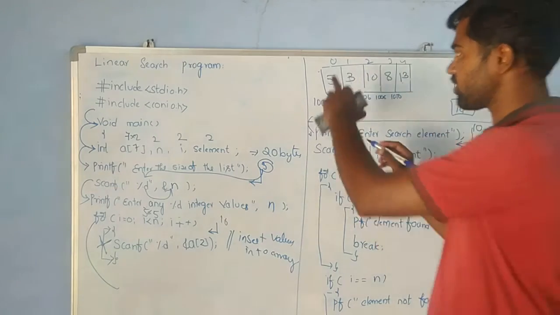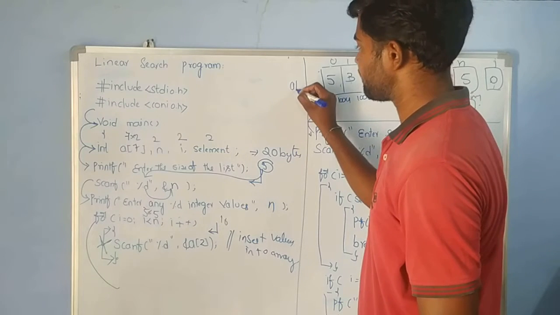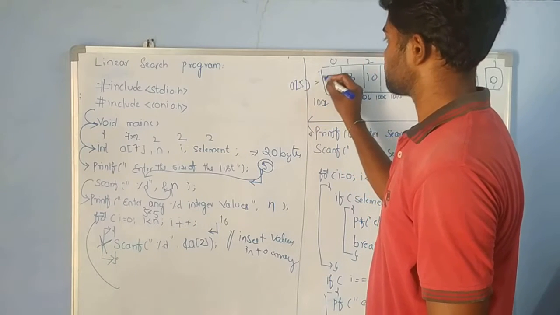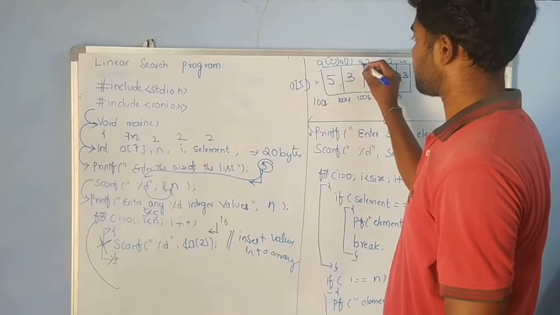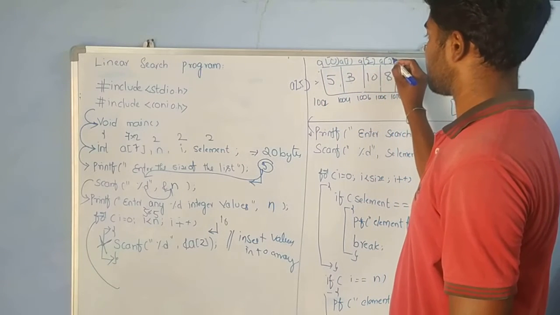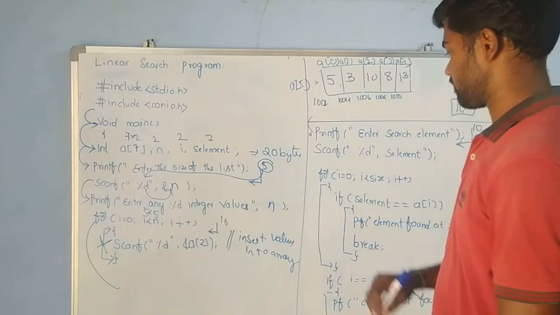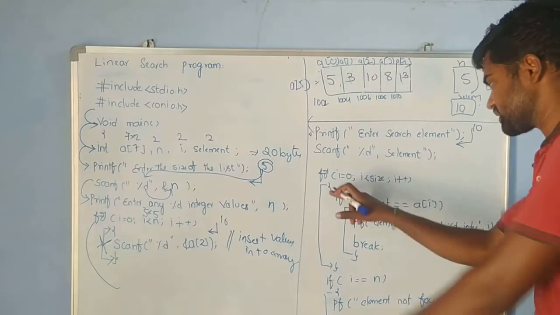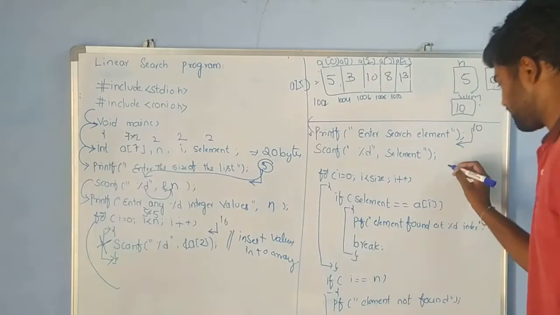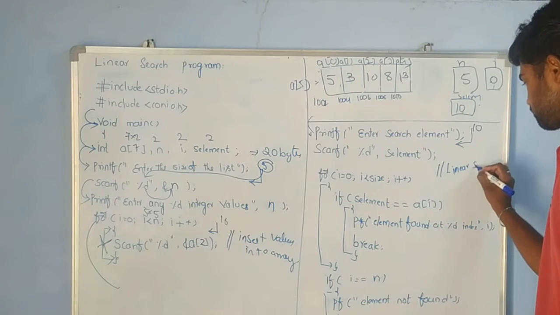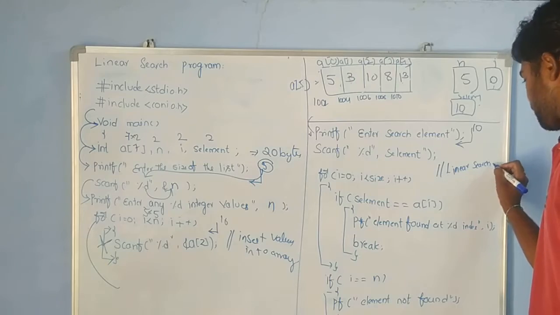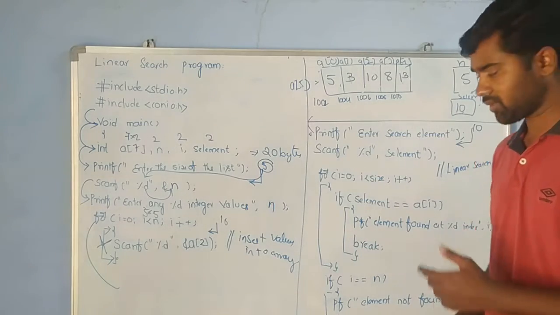So already we know that this is the array A of 5. Now we have the reference index numbers A of 0, A of 1, A of 2, A of 3 and A of 4. Now this is the logic. From here to here we are writing the logic for linear search.